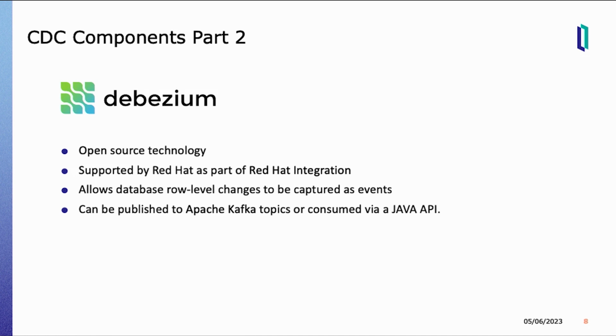Debezium is an open source technology, and it's supported by Red Hat as part of Red Hat Integration. Now, Debezium allows for database row-level changes to be captured, and they're captured as events, and we'll speak a bit about what these events look like in a bit. But effectively, these events can be published to a Kafka topic, and that's the usual way that one would use Debezium. But the other way that you could use it is to consume these events via a Java API.